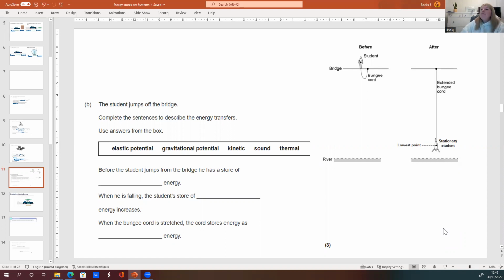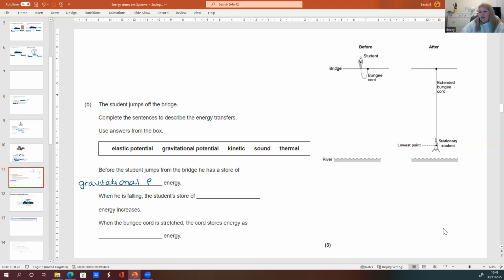Right, so before the student jumps, they're stood up on a bridge. Anything that has been lifted up, remember, has the potential to fall due to gravity. The person jumps off that bridge, it's gravity that's pulling them down. So we're going to have gravitational potential energy.